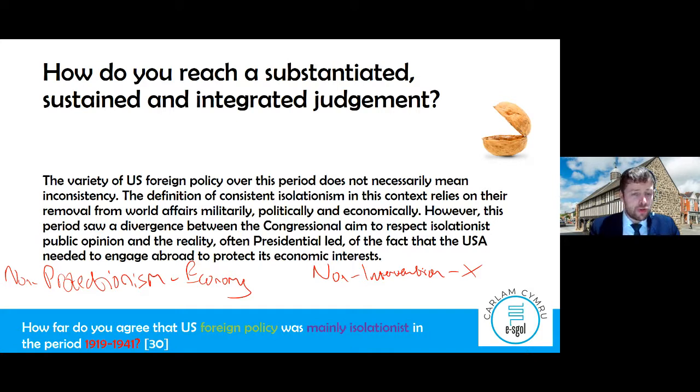So that's my introduction, sets out where I'm going, briefly defines the key terms, right? I'm talking isolation means removal from world affairs militarily, politically, and economically. That's what I'm saying isolationism means. Now, the reason you've got to do that is because you've got to kind of frame the terms of what it is that you're going to be discussing, in order to prove, I suppose, in some ways, that you know what that term means, what isolationist means.